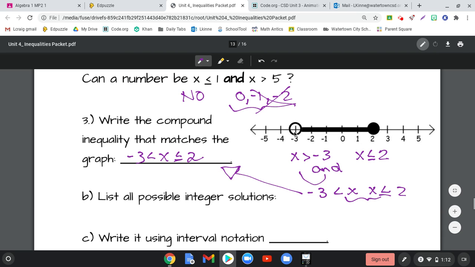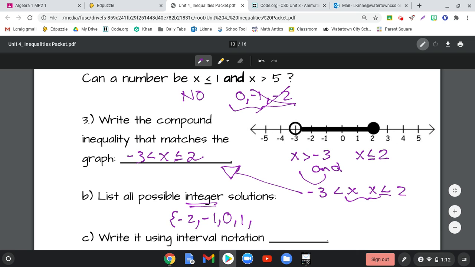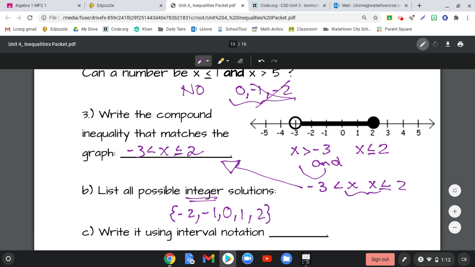All the integer solutions, could it be -3? Nope, because it's an open circle. Could be all these decimals, but we don't want the decimals. We want integers. So it starts with -2, -1, 0, 1, and 2 is included. All right, and then interval notation, your left boundary is -3, your right boundary is 2. -3, it doesn't quite get there. It's an open circle, so we use parentheses. But with 2, it equals it, so equals would be a bracket.